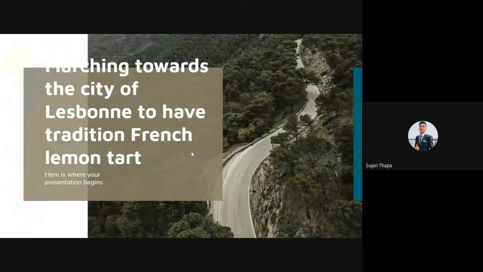So, marching toward the city of Lisbon to have the traditional French lemon tart. It is a perfect finish to the meal, that's not too heavy. This is a tart you find in virtually every pastry shop across France, and it is a favored dessert served at French bistros and even fine dining restaurants. Next slide, please.